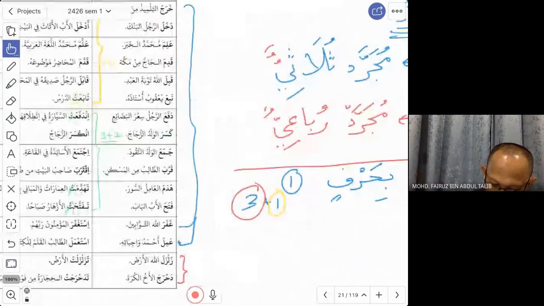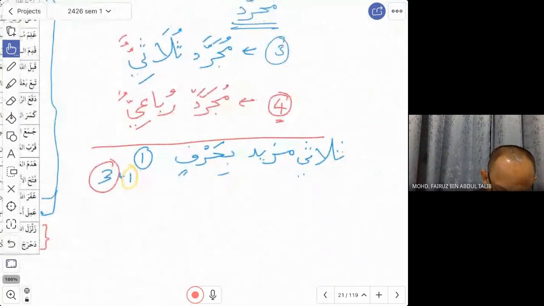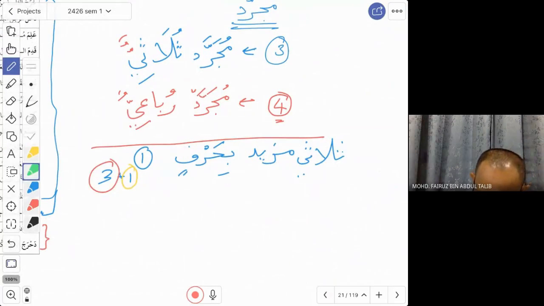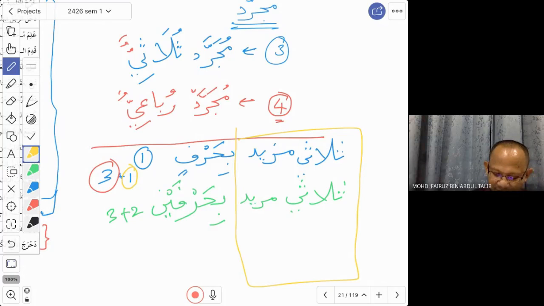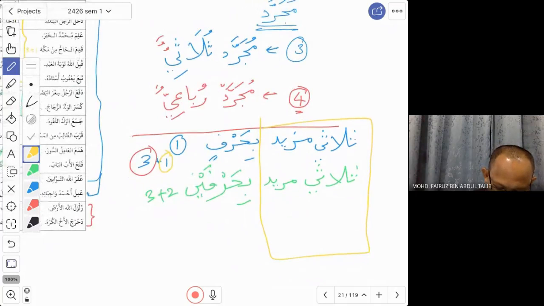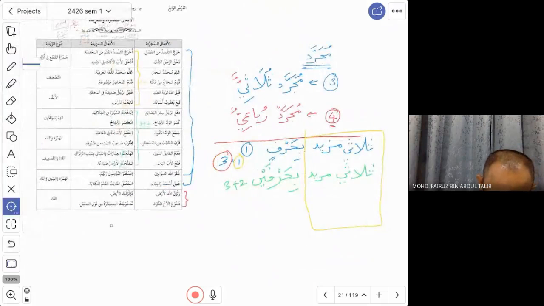So here, sulasi mazid. If you want to go into more details, we say sulasi mazid, but how many letters do you add? With harfain, with 2 letters. This is the second example, 3 plus 2. But they are all sulasi mazid. And the last one for sulasi mazid is this.